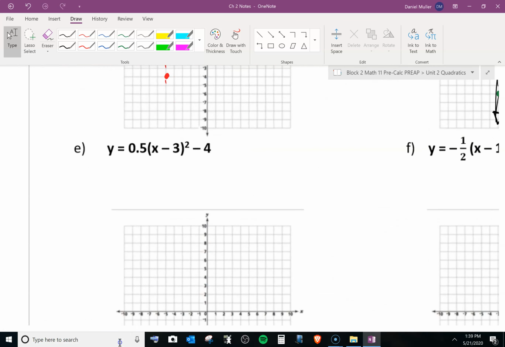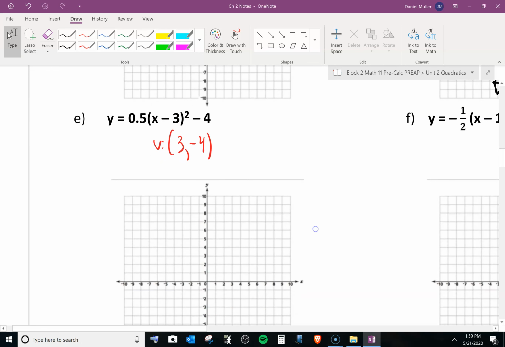And here we go again, vertex. So my vertex is going to be change the sign to a +3, leave that one, so -4. So over 3, 1, 2, 3, down 4, 1, 2, 3, 4. That's 3, -4. And then I'm going to do over, up, down. Now it's a +0.5, so because it's positive, I know it's going to head up.